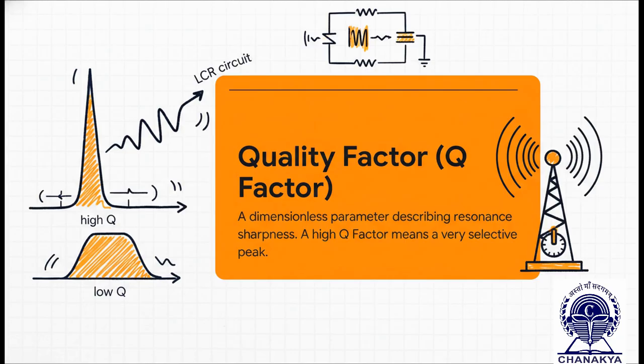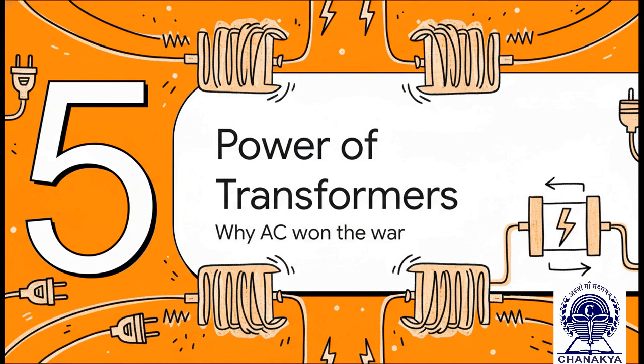This is exactly how your radio works. A radio is just an LCR circuit with a really high Q factor. So when you tune it to 101.1 FM, it lets a massive current from that frequency flow through, while totally ignoring the stations at 101.9 and 101.3. Sharpness is selectivity.